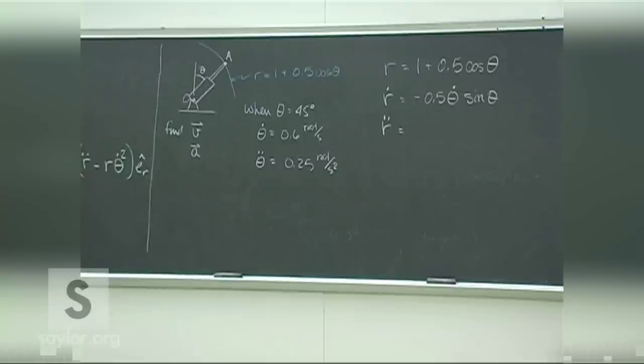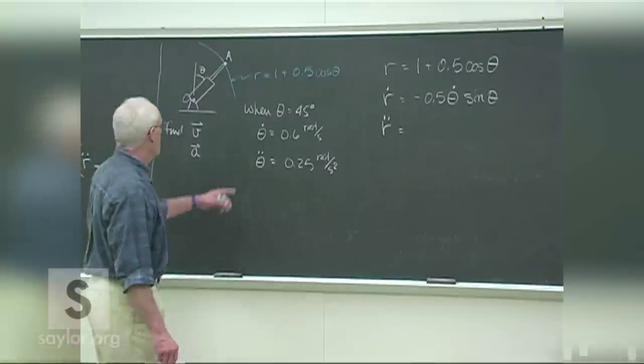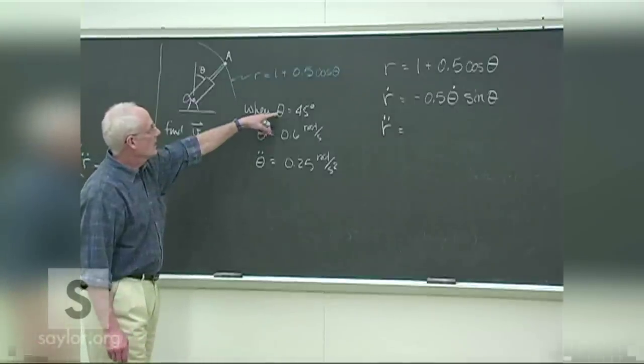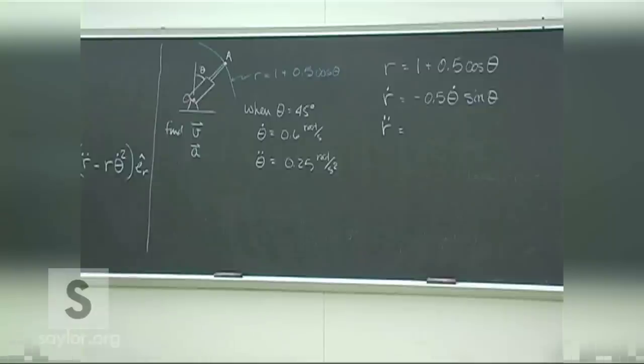David, that look okay? All right, and then you can take the derivative of that again to get r double dot. And then all of those we know at a particular theta, so those can all be evaluated.